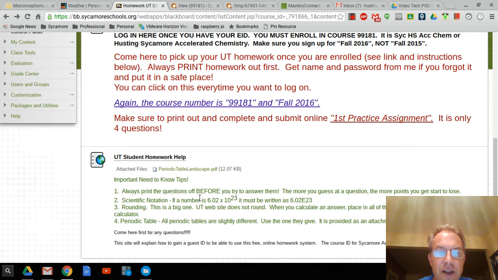The other thing you want to look at is print the question asked before. Scientific notation is basically written not as times 10 to the 23rd, but 6.02 capital E to the 23rd. That's how it reads, scientific notation. Rounding, again, never round. Look at every decimal point and every number you have on your calculator for the answer and plug that in. And don't forget, use this periodic table.